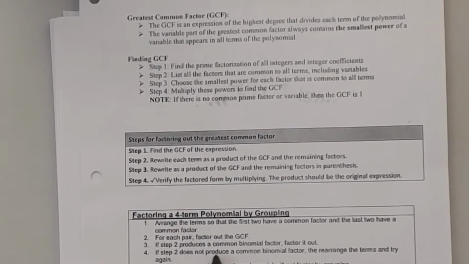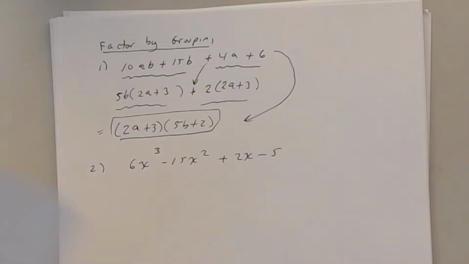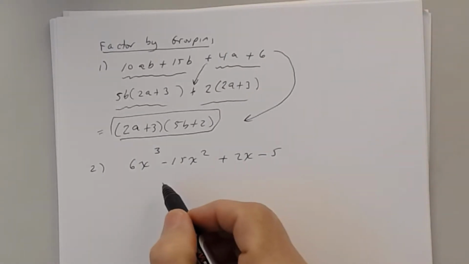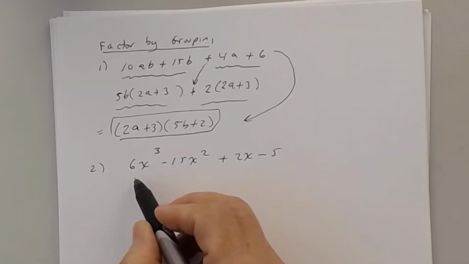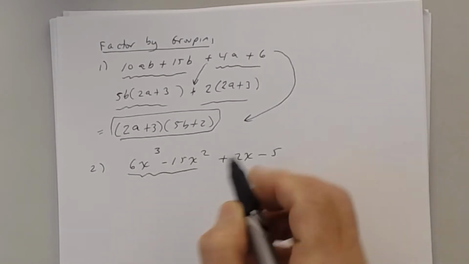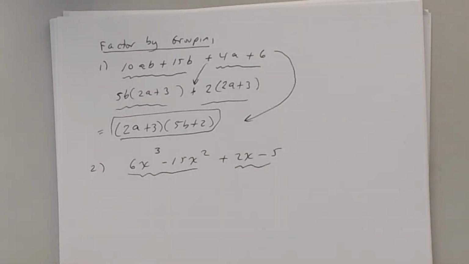If step 2 produces a common binomial factor, factor it out. That's the one we've been doing. If step 2 does not, then you're going to rearrange the terms to get something that has something in common. But we're not going to do that in here. It's just going to be the first two, last two. I'm going to show you one where we have to rearrange, but I'm not going to put that on a test. Can you just rearrange anyway? No, you can't just rearrange anyway. So group the first two and the last two.